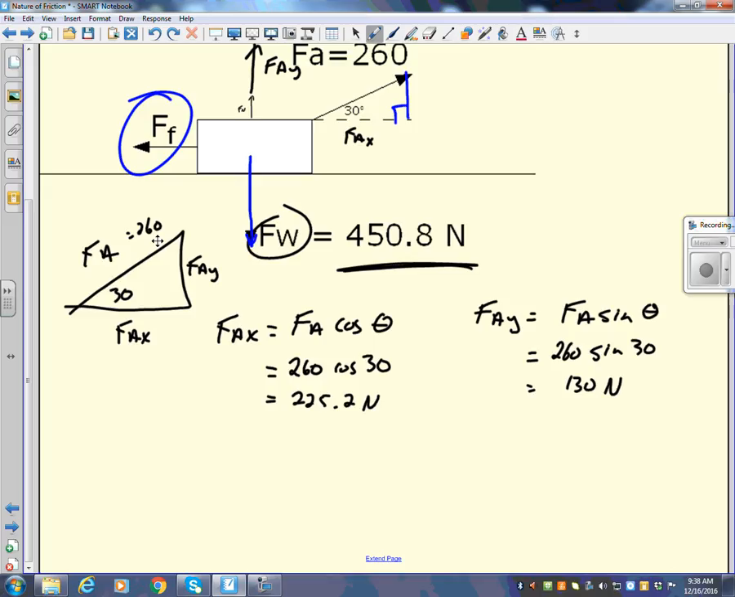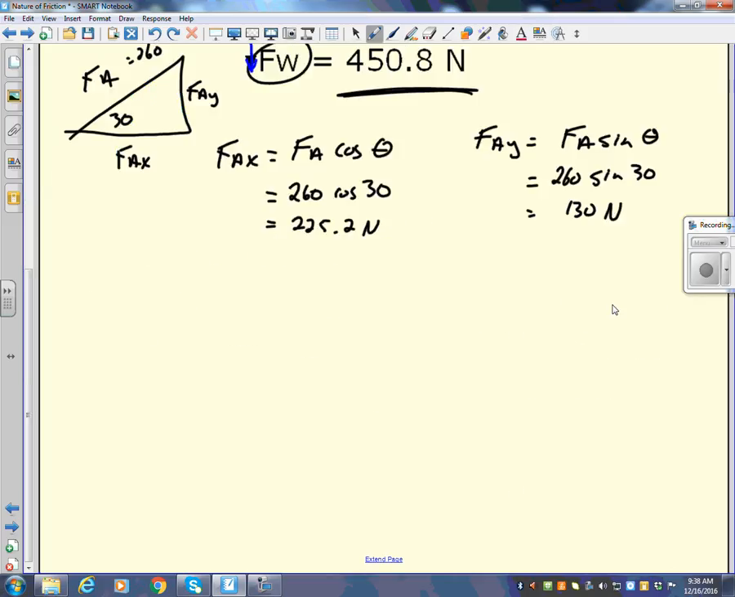Okay, now, what do I do with this new FAY? Again, it's reducing that normal force, right? I think you get it. The problem is always, how do we write it out? So here's sort of the latest way that I've been trying to get it through people's heads.